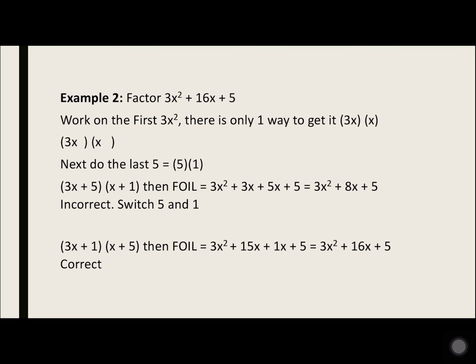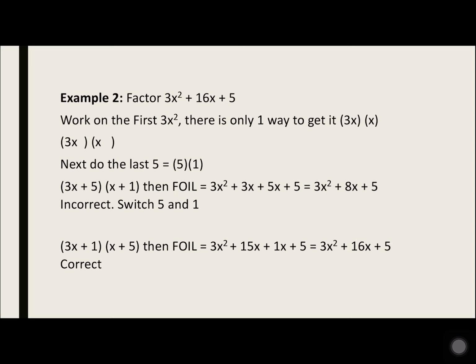Example 2. Factor 3x squared plus 6x plus 5. Work on the first, 3x squared. There's only one way to get it, 3x times x. So we'll have 3x and x in our parentheses, and we'll fill in the blank. Next, do the last, which is 5, which has to be 5 times 1. So let's try 3x plus 5, x plus 1, and FOIL.